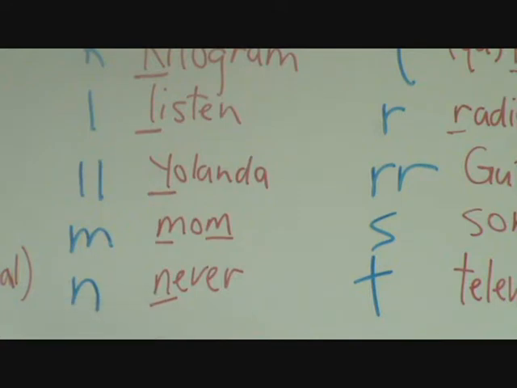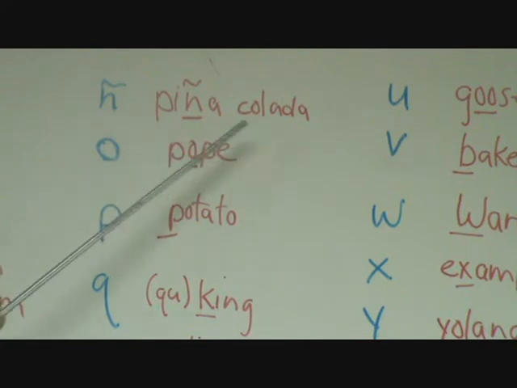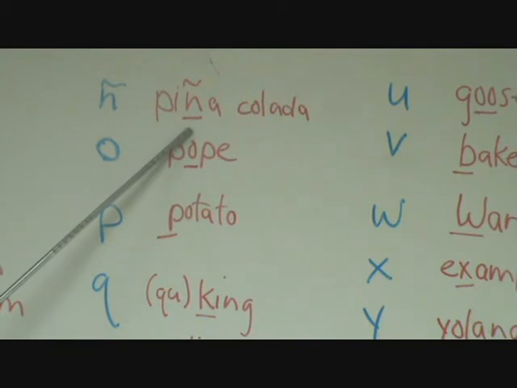The next letter is the Ñ. Now, of the letters in Spanish that are not in the English alphabet, this is the only one of them that your book chose to put in. But this is the ñ. It's pronounced like the ni in onion. I've chosen a common Spanish word that most of you have heard of, piña colada. And the ñ is the "nya" sound, as in piña here.